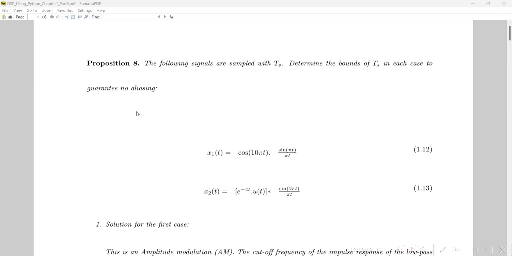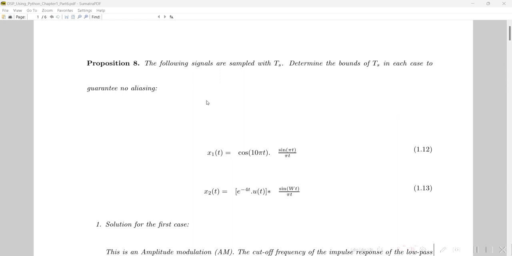Okay, guys. So far, we have got familiar with the idea of sampling, and in continuation, we are going to discuss very important topics related to sampling. Proposition number 8. The following signals are sampled with the sampling time Ts. Determine the bounds of Ts in each case to guarantee no aliasing. Okay. We remember the definition of aliasing.